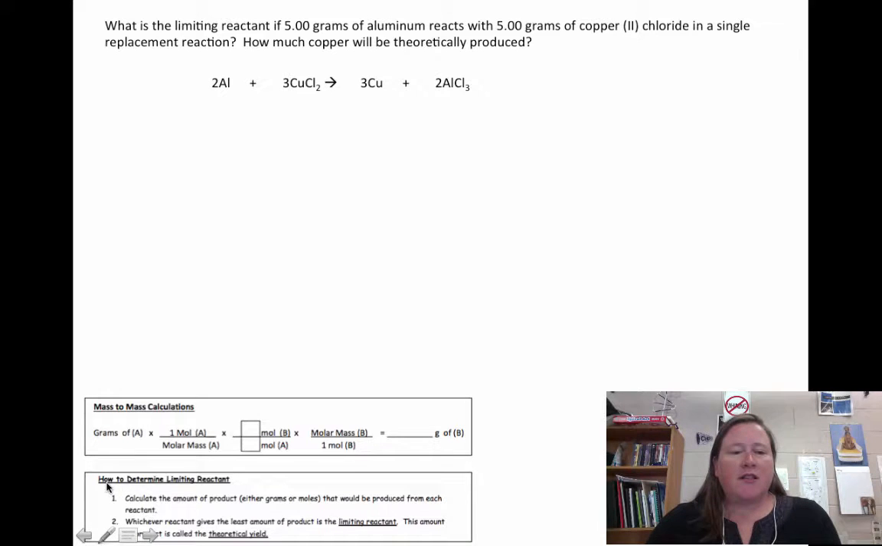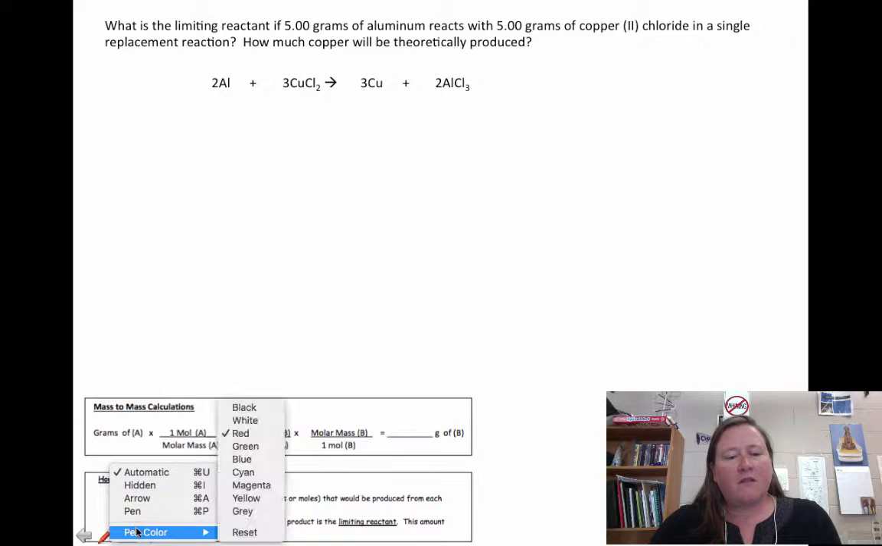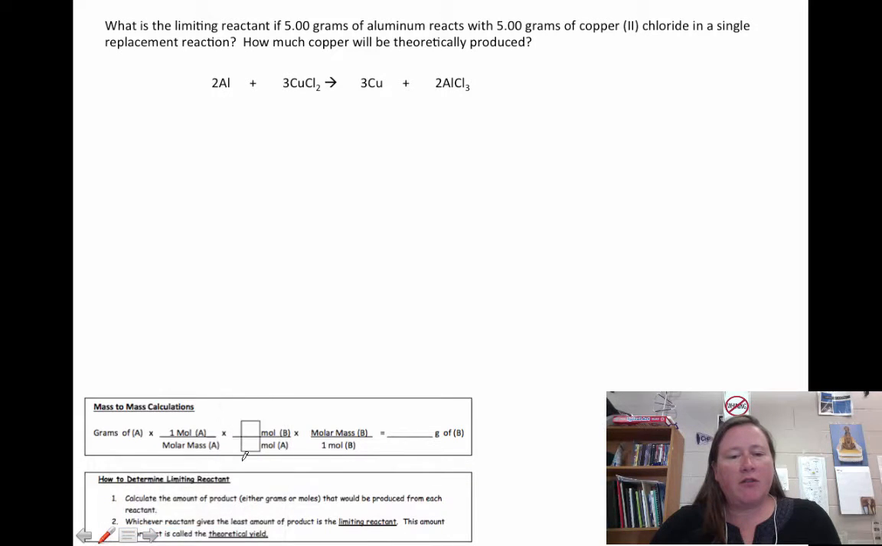If you look at the instructions down here, how to determine the limiting reactant, I'm going to activate the pen here, and I want it to be blue today. Here it says calculate the amount of product, either in grams or moles, that would be produced from each reactant. Whichever reactant gives the least amount of product is the limiting reactant. This amount is called the theoretical yield. So we have two numbers, which means we have to do two calculations.